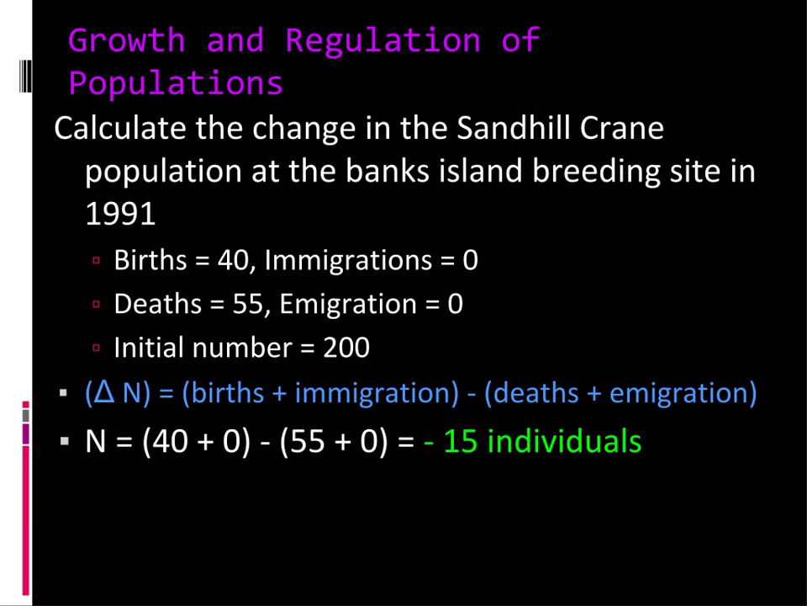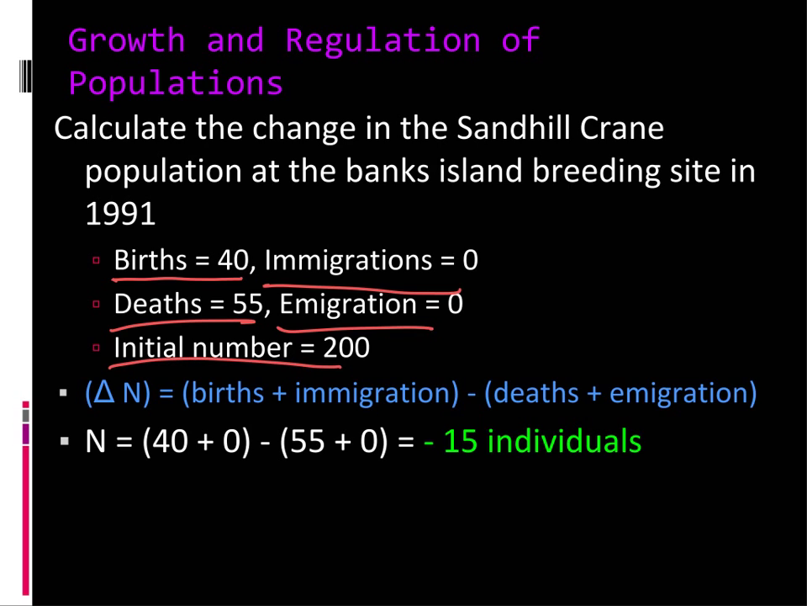Now, to calculate the change, say, of a sandhill crane population at the Banks Island breeding site in 1991, we had a birth rate of 40 individuals. Our immigration was 0, so no individuals are moving in. We had a death rate of 55 individuals. We had an emigration of 0, so again, nobody was moving out. And our initial number was 200.